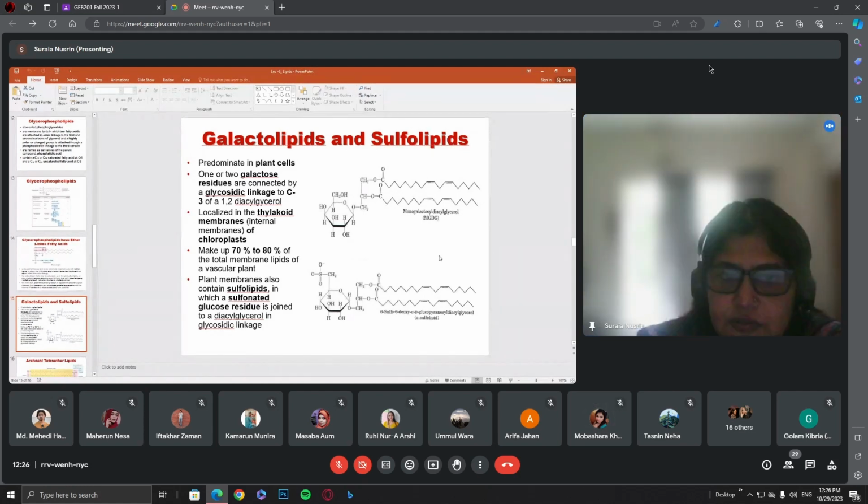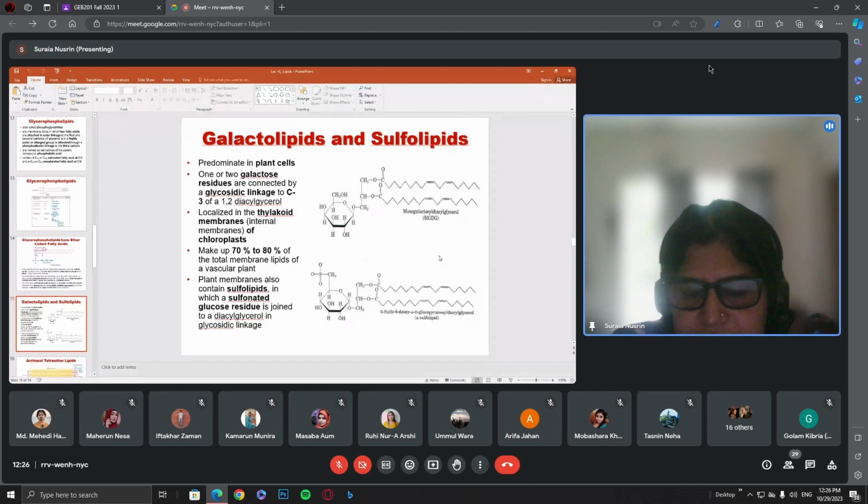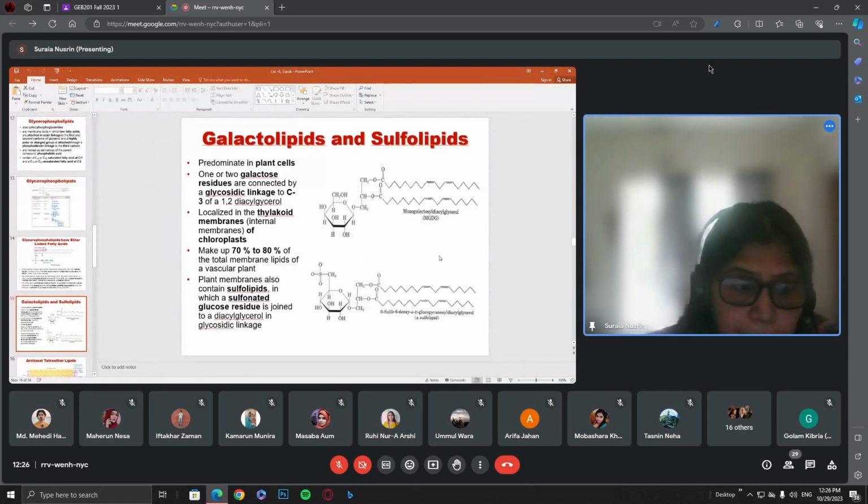Okay. So I am saying again, these structures we are discussing, how these different parts are linked to each other is very important, because once you understand this, it will help you in the biosynthesis process as well. Okay, so we understand the galactolipids and sulfolipids.